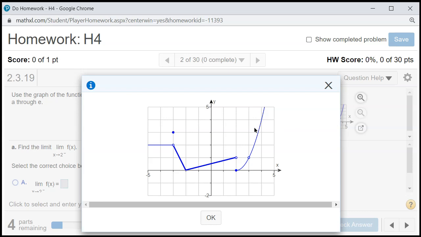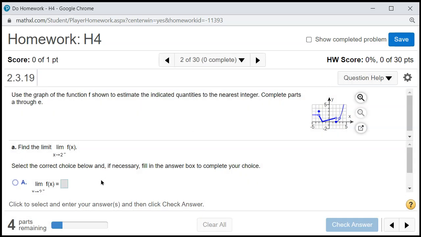So it's approaching 2. 2 is right here, from the left. You follow this graph, and you can see that the graph is heading toward this particular point, whose y coordinate is positive 1. So the limit is going to be positive 1.